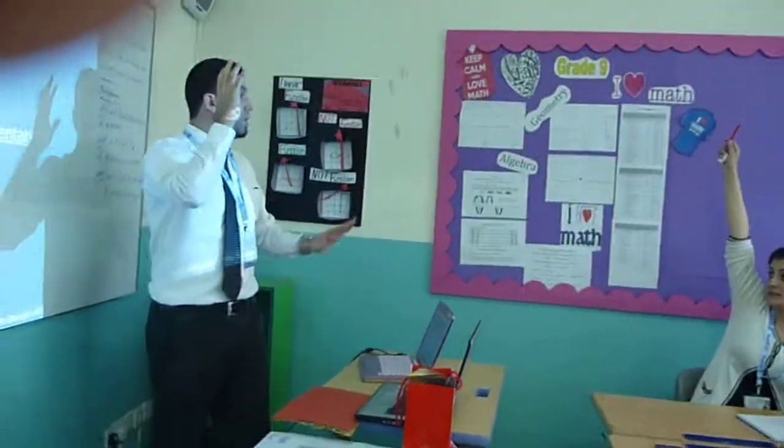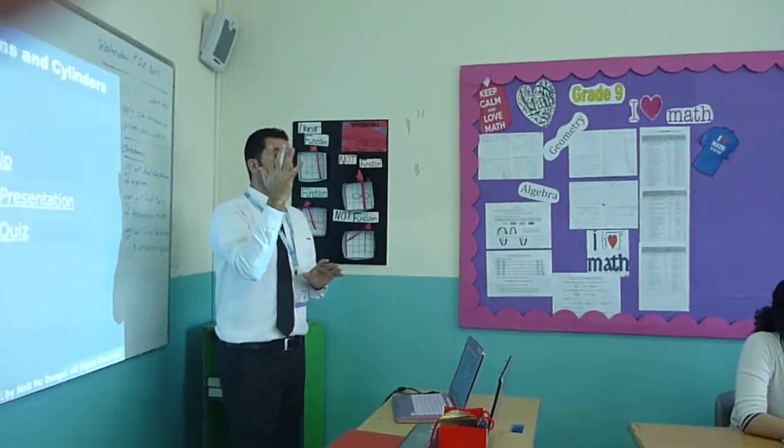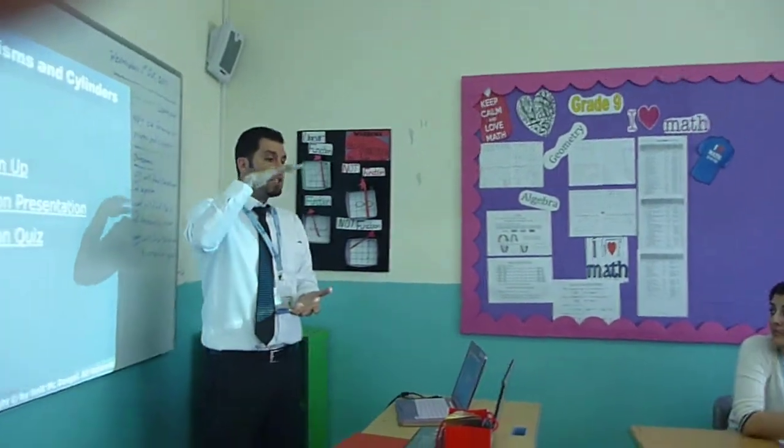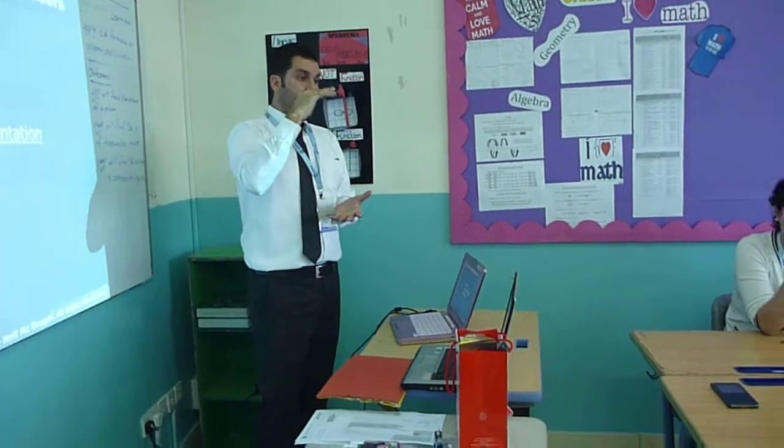Okay? So this is the volume of the prism and cylinders. What do you mean by volume? What's the meaning of volume? Exactly. It means how much this 3D shape can be filled, the amount of space that it can be filled.